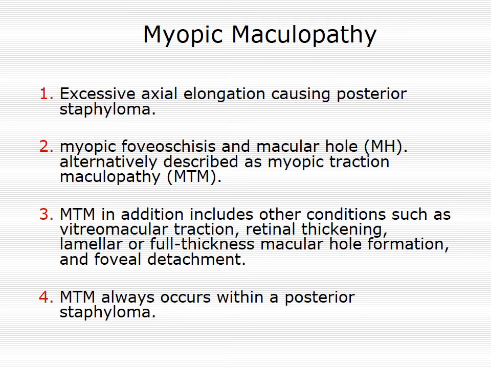Again, myopic maculopathy. Myopic maculopathy is a common finding because of the excessive axial elongation causing posterior staphyloma. It is because of myopic foveoschisis and the myopic macular hole, which is alternatively described as myopic tractional maculopathy. Myopic tractional maculopathy in addition includes other conditions such as retromacular traction, retinal thickening, lamellar or full thickness macular hole formation, and foveal detachment.